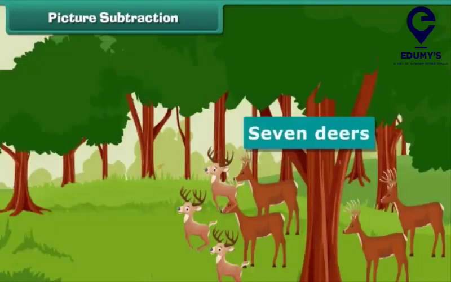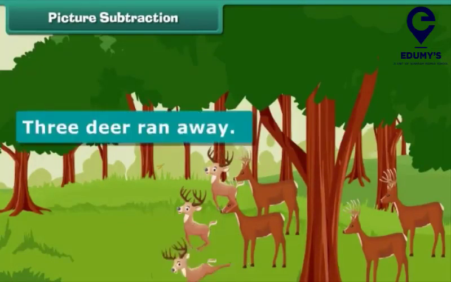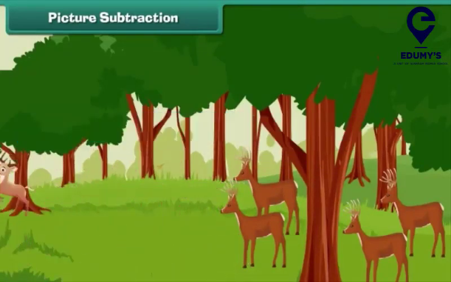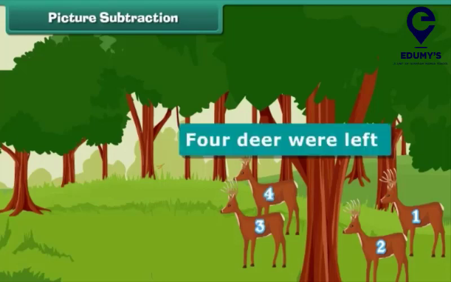Reena saw 7 deer in the zoo. 3 ran away. How many are left? 1, 2, 3, 4. 4 deer were left.